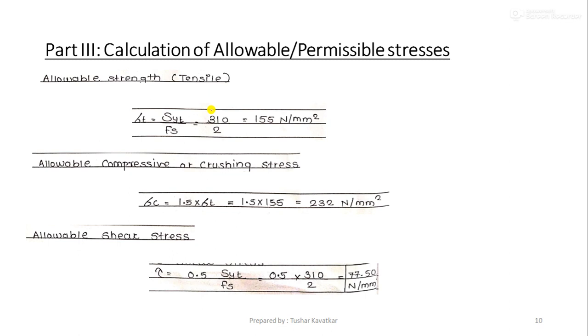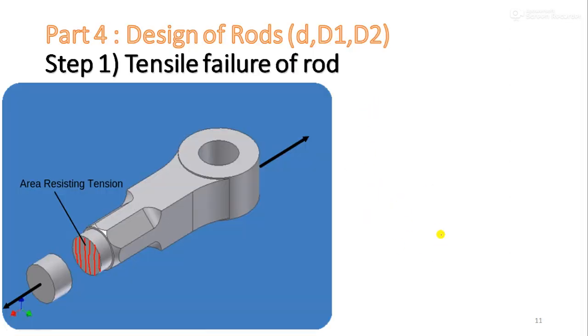So we have calculated all the permissible allowable stresses sigma t, sigma c. We have to remember this for further calculation. Allowable tensile stress 155, allowable crushing stress 232, and allowable shear stress tau will be 77.50. So all the further stresses acting at the eye end as well as the fork end should be under these allowable stresses for the design to be safe.